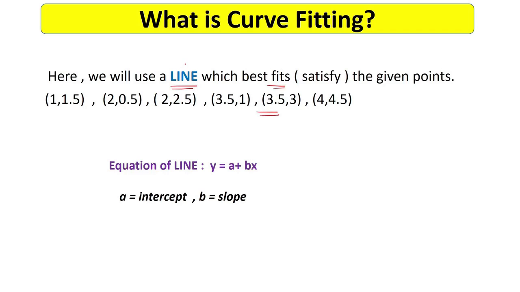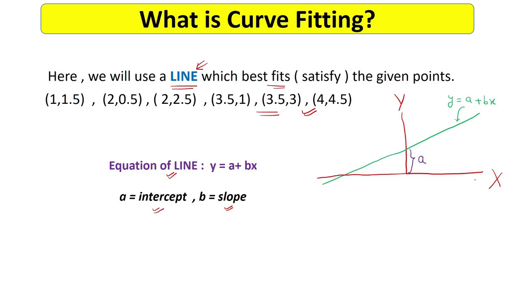Here in this video, we have to find the equation of the line. The curve will be the line. So we have to find the best fitting line which can satisfy all these given data points. Now you know the equation of a line: y equals a plus bx, where a is the intercept and b is the slope. Just for recall, here is the x-axis and y-axis, and this is the straight line y equals a plus bx.